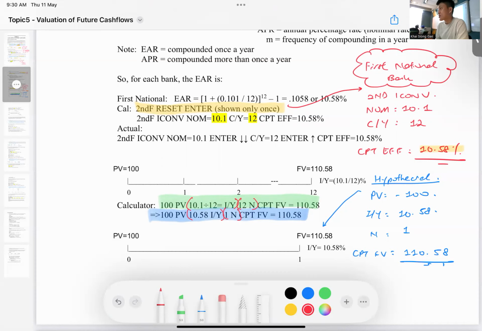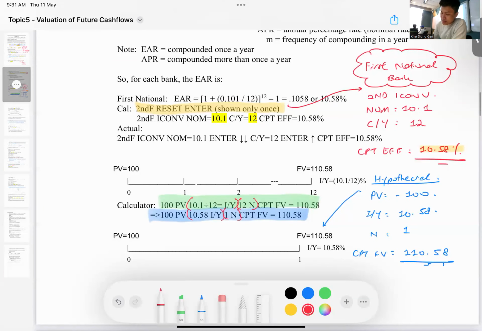But both will give you the same answers.